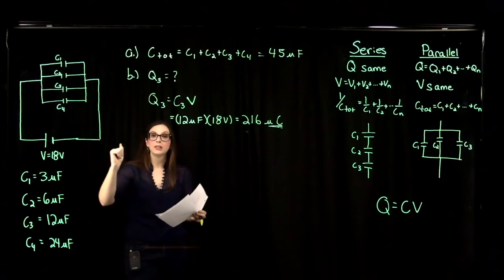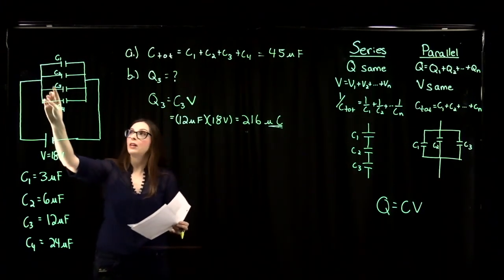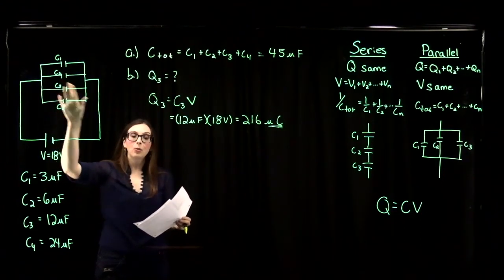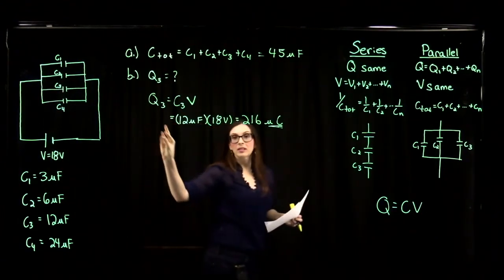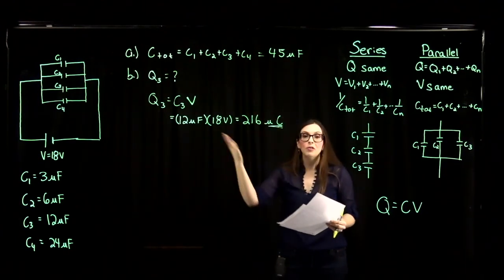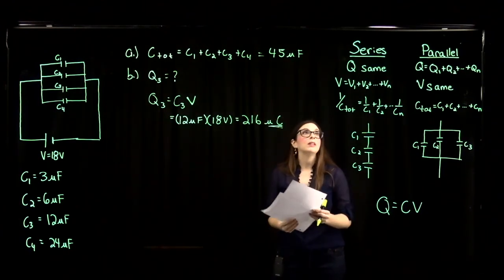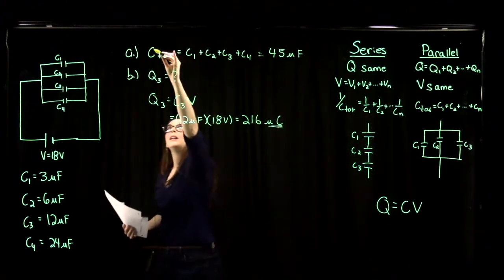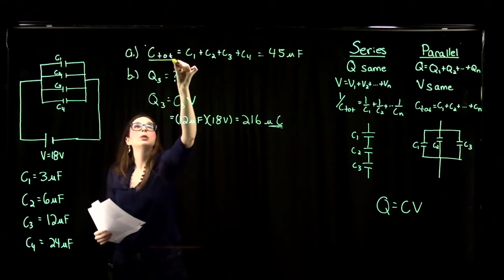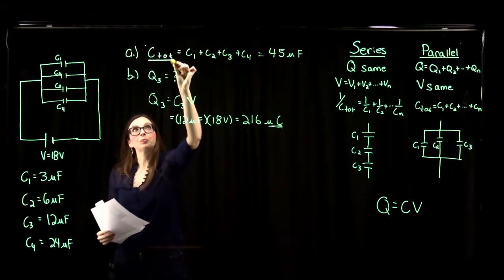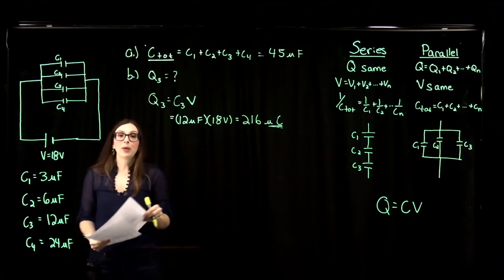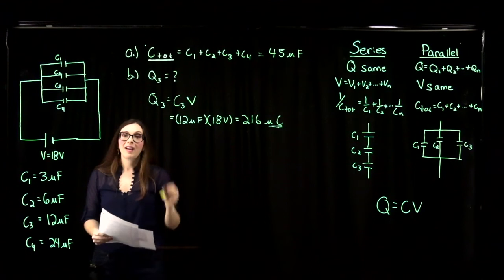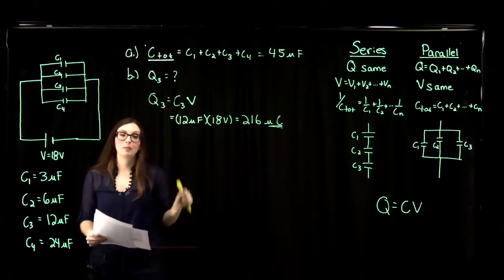We could do the same process for the charge on every single one of these capacitors. If we do that for every single one of these capacitors, we sum up the charge on each capacitor. That would be the same as the total charge on this capacitor right here, which is our equivalent capacitor. The one capacitor that we could create that has the same capacitance as these 4 capacitors in parallel.